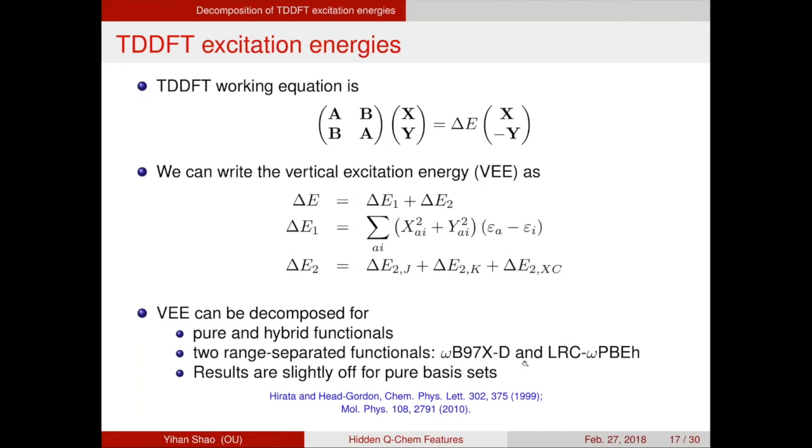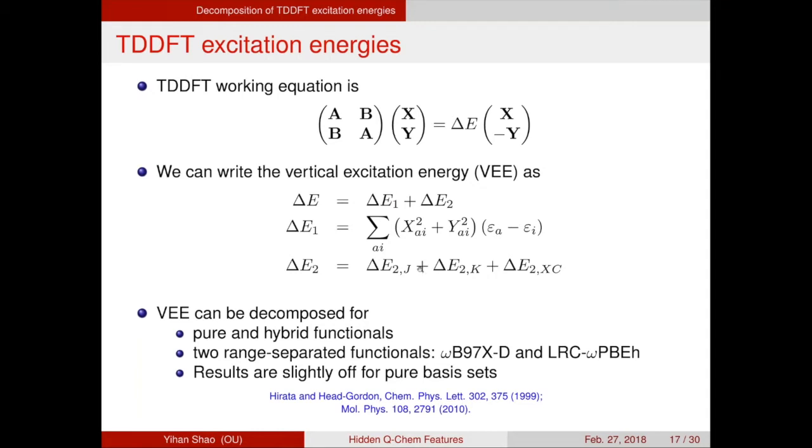If we have a Cartesian basis, meaning 6D functions and 10F functions, the numbers are exactly right. And if we use a pure basis, meaning 5D functions and 7F functions, like cc-pVDZ and cc-pVTZ, the result is slightly off. You might be off by 0.0001 eV. So I still need to find the time to fix that.